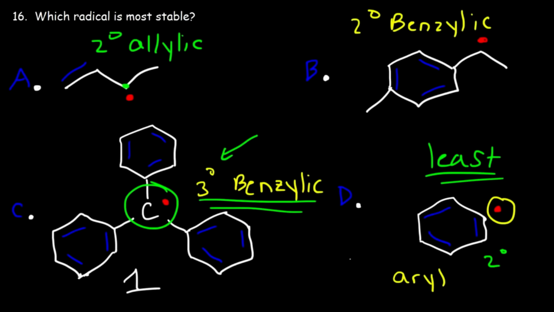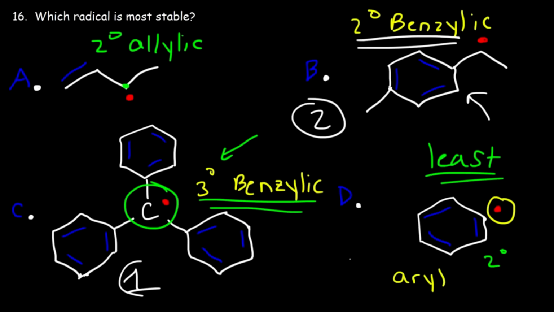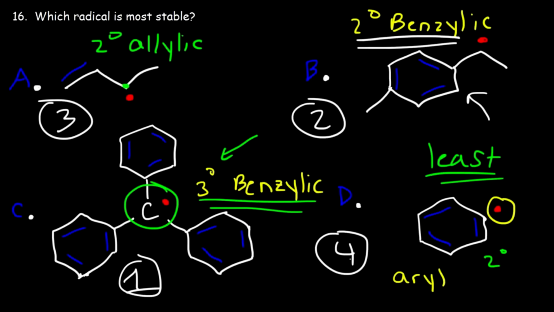The second most stable is going to be B. The secondary benzylic radical, as we mentioned before, can form 4 resonance structures, including the one that you see here. Whereas in A, we can only get 2 resonance structures. So therefore, B is going to be the second most stable, A is the third most stable, and D is the least. Now let's talk about the resonance structures that we can draw.